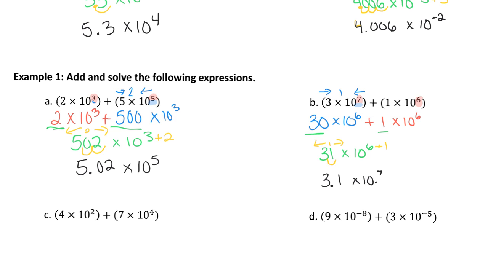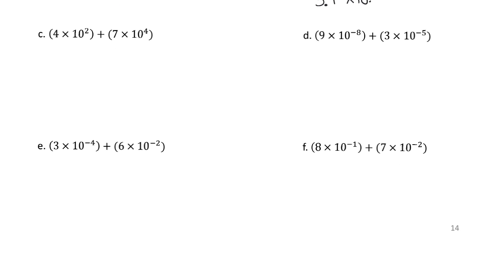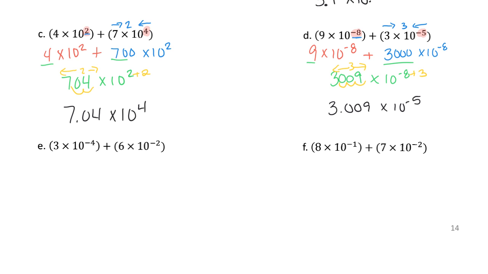Okay, so now I want you to pause and do the next 4. I want you to try C, D, E, and F. I'm going to put the answers up for C and D, and then we'll check E and F the next time we have class. So try C and D. All right, so hopefully you got 7.04 times 10 to the 4th for number C. And for D, 3.009 times 10 to the -5th. Make sure you ask questions if you don't understand next time we have class. You're going to work on E and F, and then we'll go over those at the end.